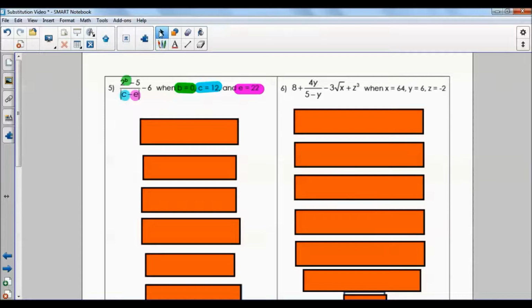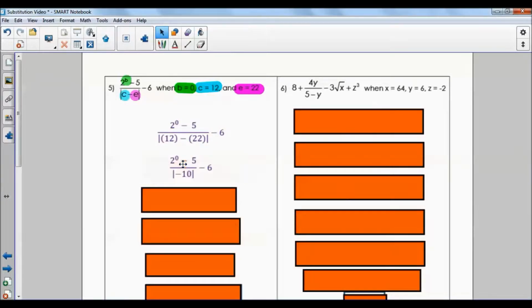So remember, the first thing we're going to do is substitute with parentheses. Okay, I didn't put parentheses on my exponent. You don't really need it on your exponent. Okay, but 2 to the 0 minus 5, all over absolute value of -12 minus 22, absolute value minus 6. Okay, order of operations, grouping symbols, we're going to start with this fraction, right? And in there, we're going to solve at the bottom because that's a grouping symbol. So 12 minus 22 is -10. Okay, but then it's absolute value of -10, so it's going to change to a +10.